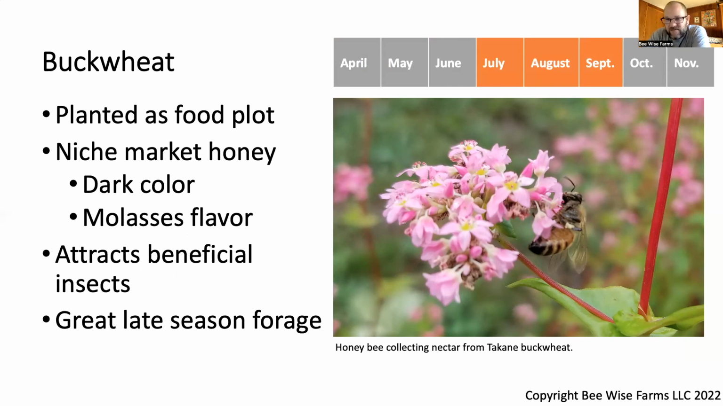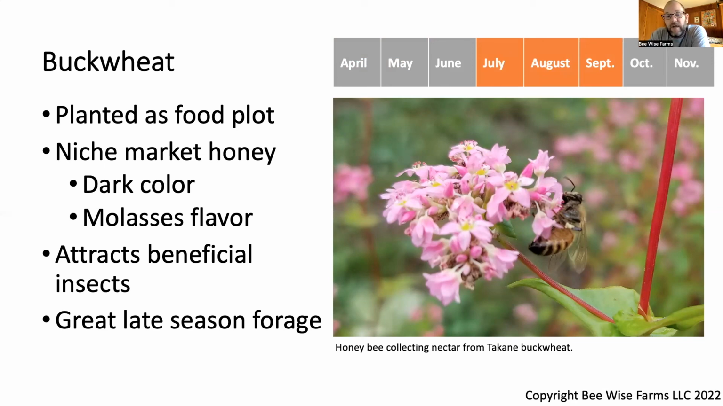It's a late season forage. It starts usually in July if it's planted early in the season, and it'll persist through frost, or until you hit your frost. And let me tell you, bees love it. It produces a really niche market honey. It's a dark color. It's molasses in flavor. If you've seen buckwheat honey, it usually commands a premium price, generally $25 a pound or more for buckwheat sourced honey.